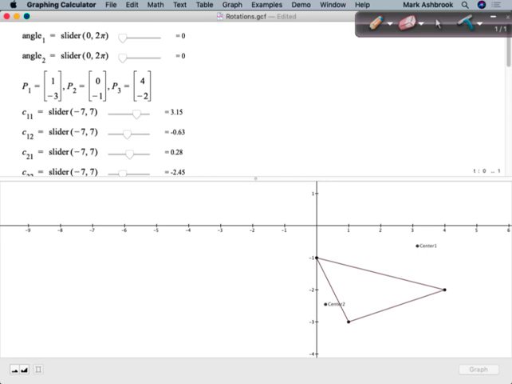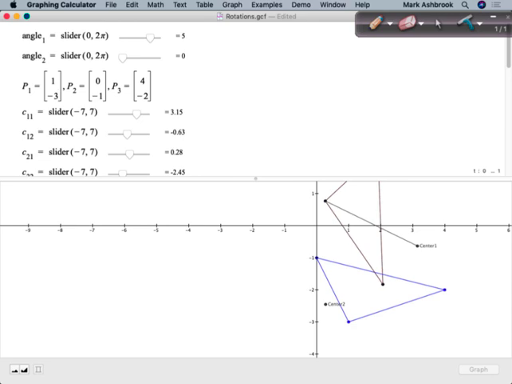Okay, so you have the three points, the vertices of the triangle, and then you have the x and y coordinates of center one and the x and y coordinates of center two. Those are the centers of rotation. When I first change angle one, it's going to rotate this triangle about center one. Say I pick around five. It's 5 radians right there.